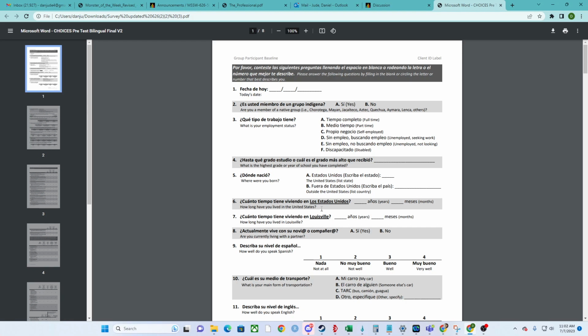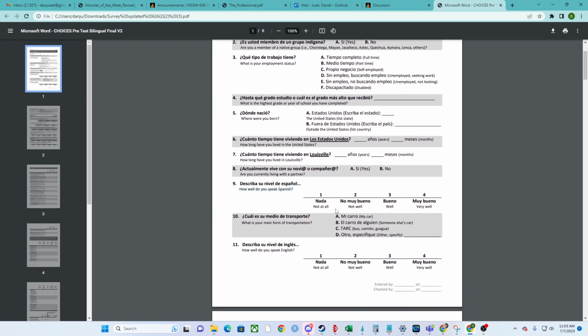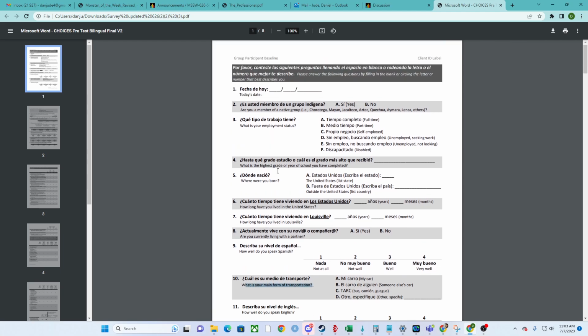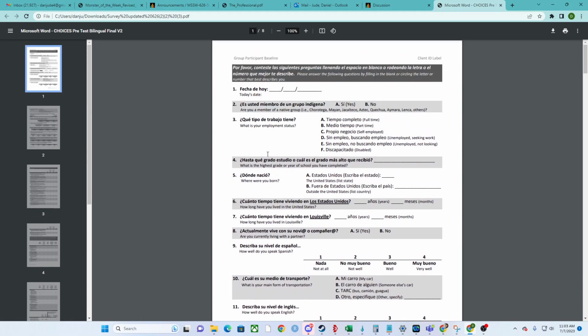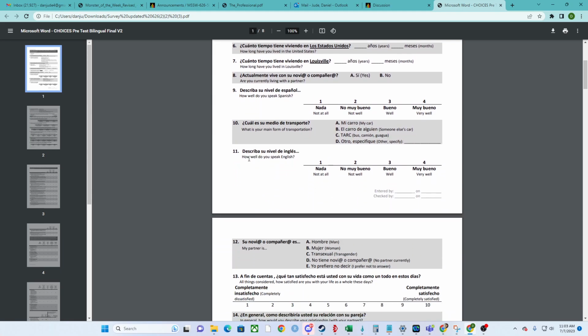How long have you lived in the United States? How long have you lived in Louisville? Are you currently living with a partner? It's asking in years and months. And how well do you speak Spanish? This gives you a 1 to 4 scale. Notice how the scale is still 1 to 4 down here, which is a good thing. What is your main form of transportation? These kinds of questions are what you call demographic questions, and it's getting a feel of who the people are that we're talking to, identifying all those people. And remember earlier, when I went over data and how data tells a story, this kind of describes that.